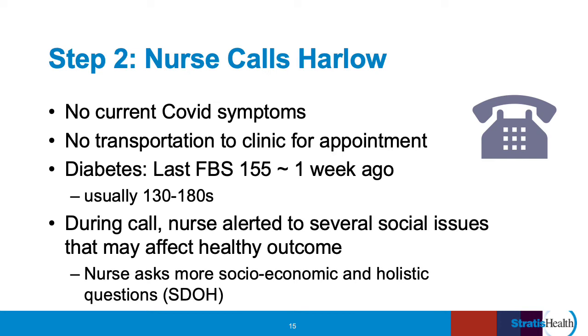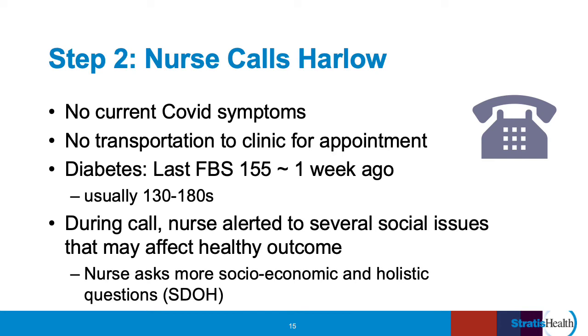She discovers he is generally doing well and has no COVID symptoms. He is checking blood sugars, and they are a bit high, with the last result at 155 a week ago. Prior to the pandemic, he had been seen by a primary care provider once a year, but he is unable to commit to making an appointment at this time due to a lack of transportation.